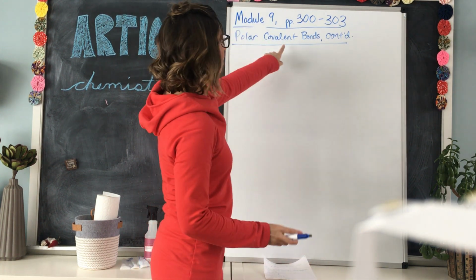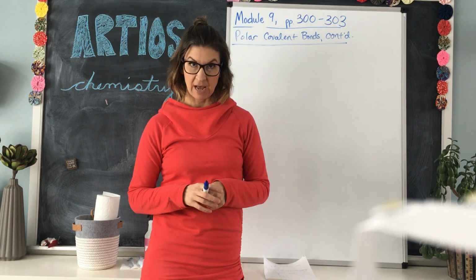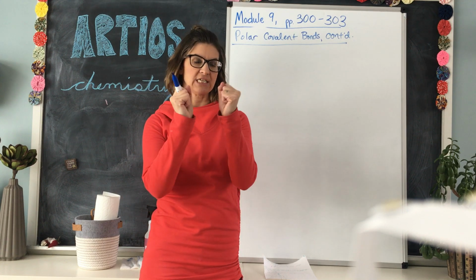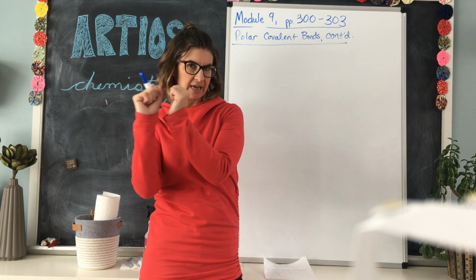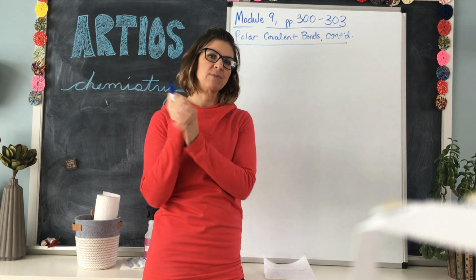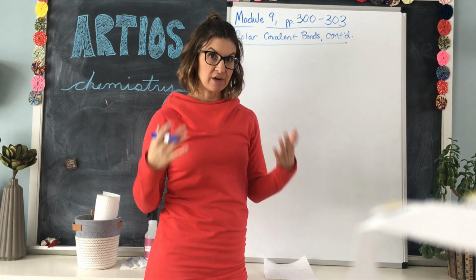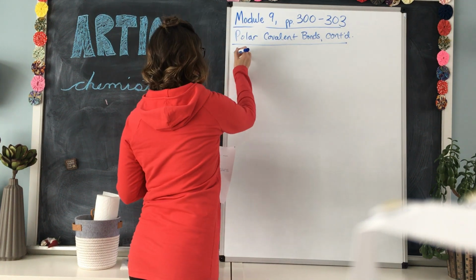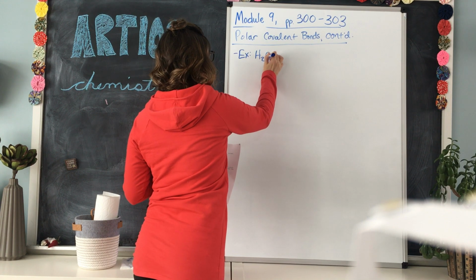So we have polar covalent bonds continued. Remember that in a polar covalent bond, the electrons are shared, but they are not shared equally. They're in between these two atoms, but they get pulled to one side more often than to the other because the one atom is more electronegative. So again, the electrons are shared, but they're shared unequally. For example, we're going to do another example, this time of water.